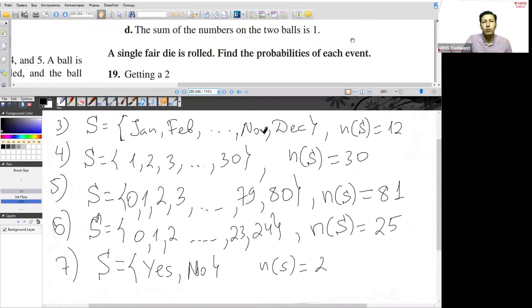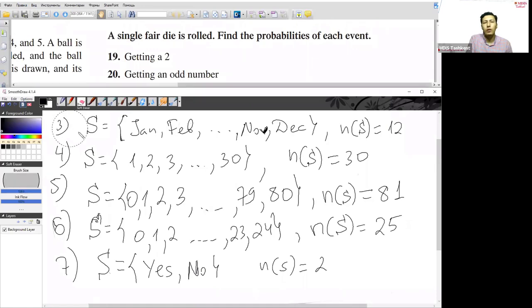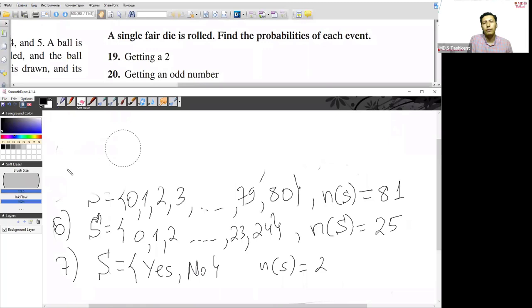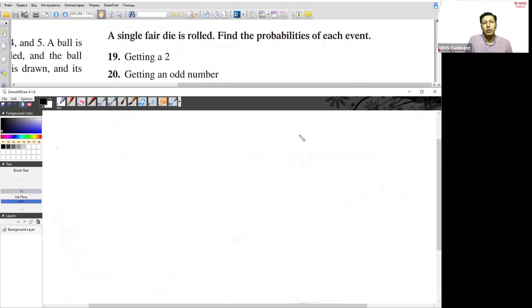Now let's move to probabilities of a single fair die. Okay, this one. I will clean this. So a single fair die is rolled. You see, single fair die. So that means you can get 1, 2, 3, 4, 5, or 6. So ns is equal to 6.